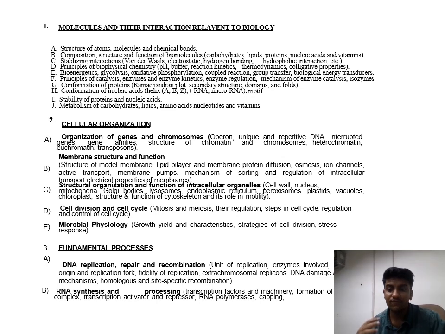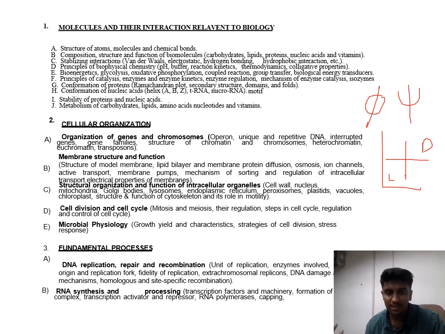Then next comes the conformation of proteins. This is their favorite plot: the Ramachandran plot. You need to know the values of psi in the Ramachandran plot. Suppose there are four quadrants: in which quadrant there is the L alpha amino acid, and in which quadrant the D. You should know about the plus and minus values. It is used for the secondary structure of proteins.